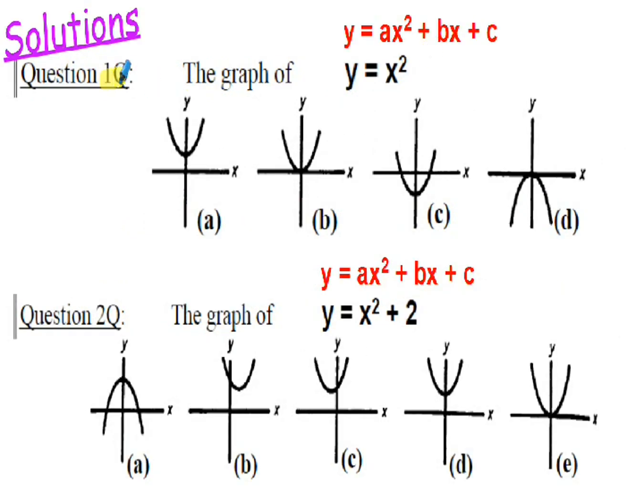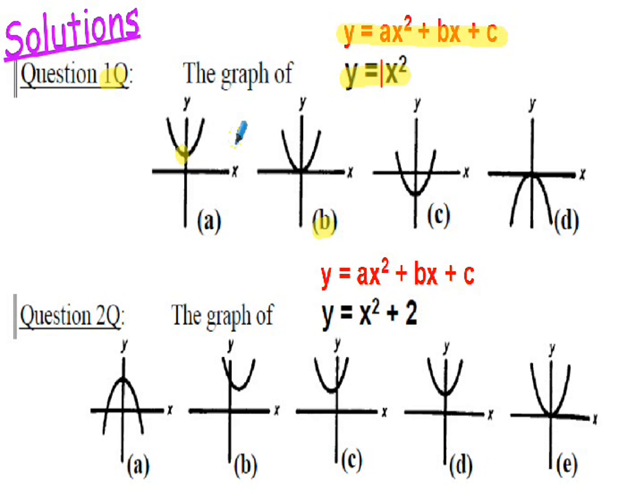So for question 1Q, we're given y is equal to x squared. Now don't forget, the quadratic has a general form of y is equal to ax squared plus bx plus c. So in this particular case, the actual value of the a is 1. Don't write the ones, but it's there, and there is no b or c term in this case. So we're looking at a quadratic curve that's symmetrical about the y-axis and goes through the origin 0, 0. So I think it's clear to see the solution in this case would be B.